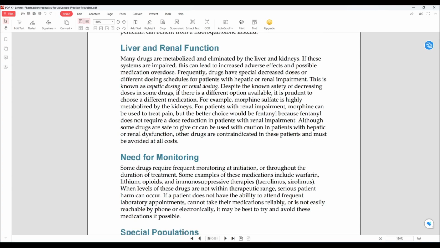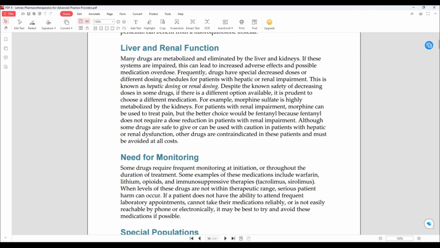Liver and renal function considerations. Many drugs are metabolized and eliminated by the liver and kidneys. If these systems are impaired, this can lead to increased adverse effects and possible medication overdose. Frequently, drugs have special decreased doses or different dosing schedules for patients with hepatic or renal impairment. This is known as hepatic dosing or renal dosing. Despite known safety or decreasing doses in some drugs, if there is a different option available, it is prudent to choose a different medication.